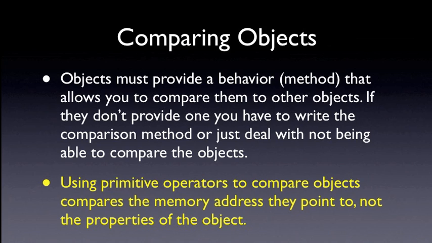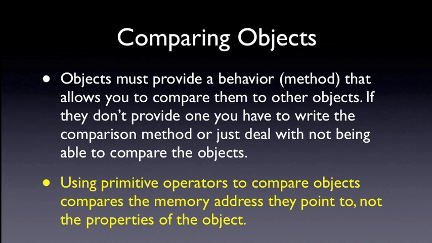The only way you can compare two objects is if those objects provide a behavior. And again, the formal word for that is method. The only way you can compare two objects is if those objects provide a method to compare themselves to other objects. So you'd have to look at the API, you'd have to look in the book, and see if each object provides a way to compare itself.